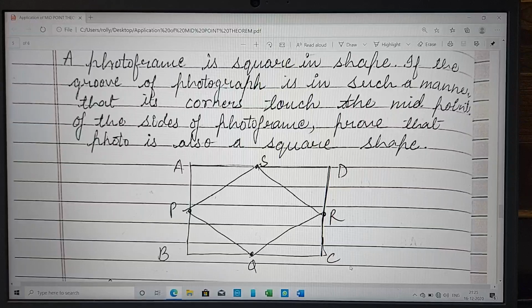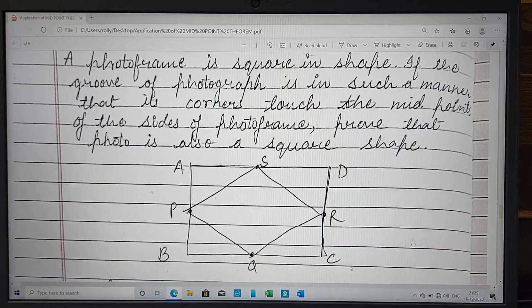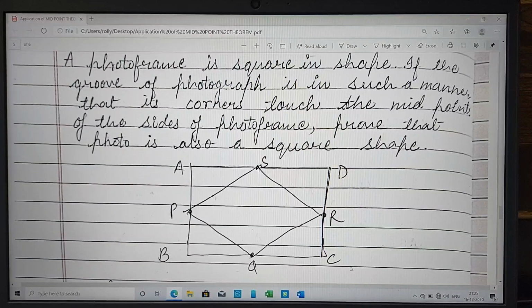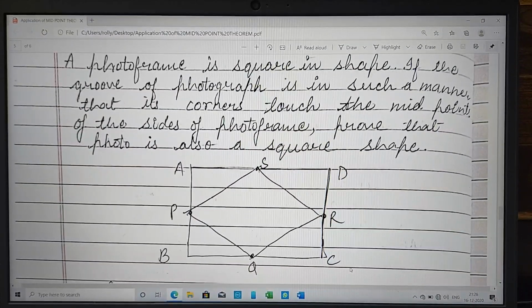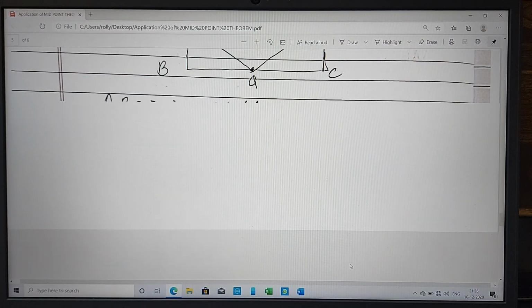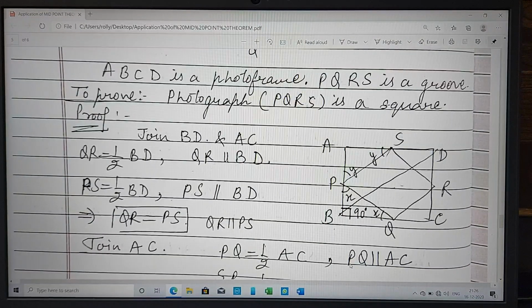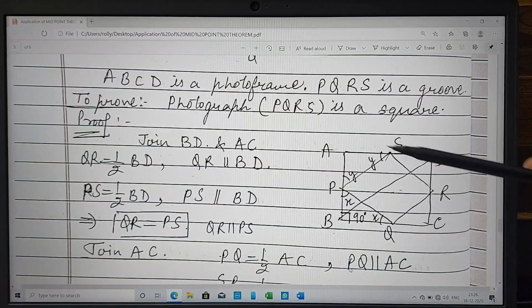So where will the photo fit? The photo will be PQRS. The size of the photo will be PQRS. We have to prove that the photograph PQRS is a square. It means if we join the midpoints of the sides of a square, then we get a square.